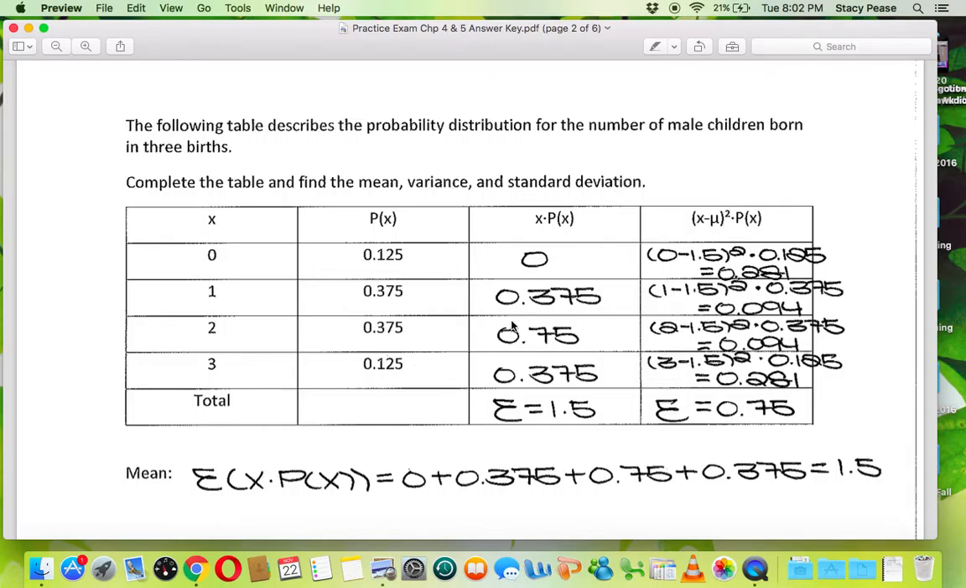Okay, so our first column here tells us that we're going to multiply our x times our probability of x. So I went ahead and did that for each.